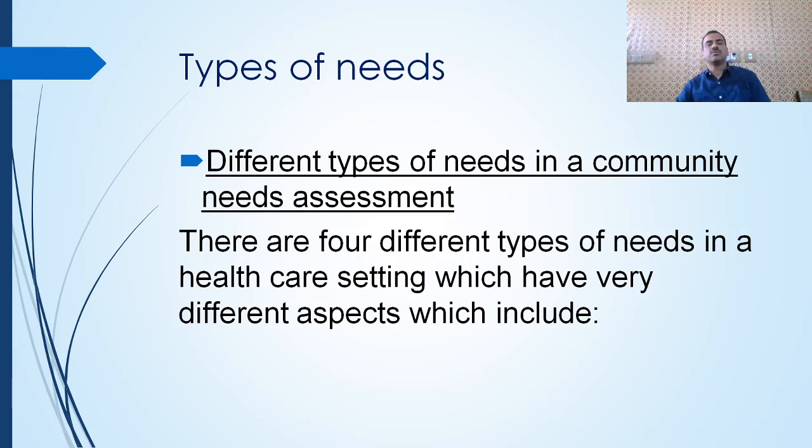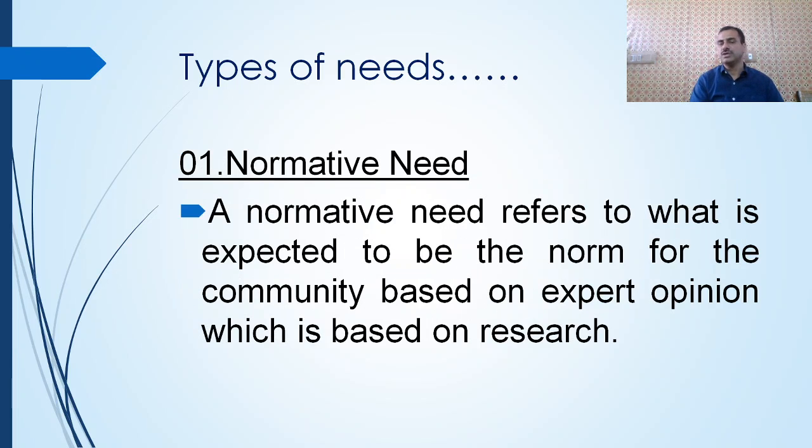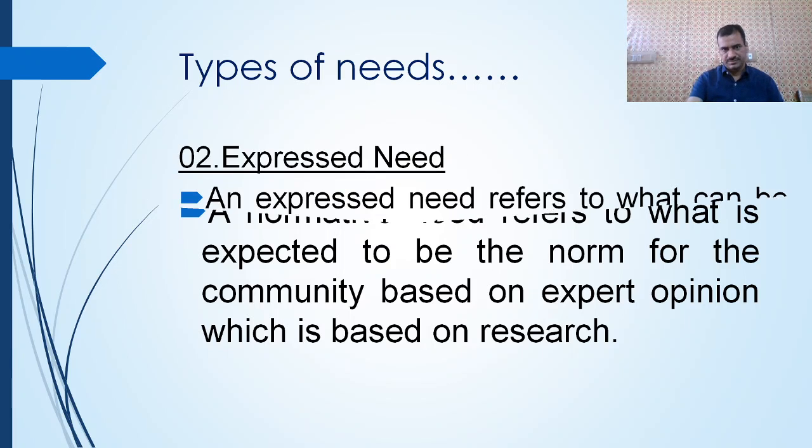So now we come to what the needs are. Normally there are different types of needs in the community. These are of four different types. These include normative needs. What is normative need? Normative need refers to what is expected in a community or to be the norm of the community based on expert opinion or based on research.